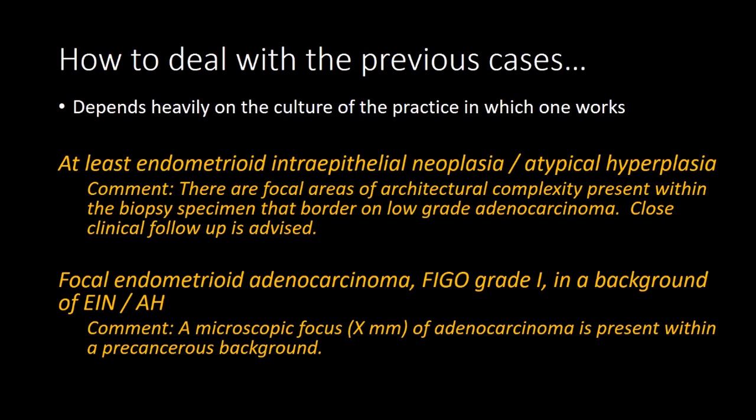Or alternatively, you could take a more aggressive stance and say that there's focal endometrioid carcinoma in a background of EIN or atypical hyperplasia. And then you give a comment telling why you think that. Now, for this bottom diagnosis, I like to add in a background of EIN or atypical hyperplasia. Personally, I do make both of these depending on what mood I'm in. I know I said consistency, but I'm consistent about my inconsistency, so I think that counts.